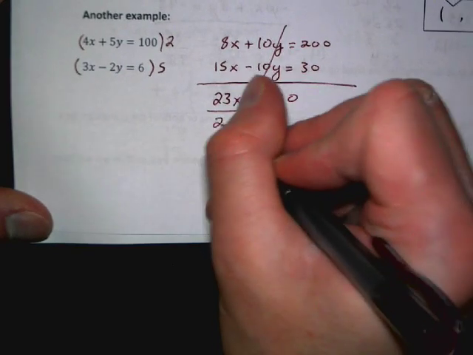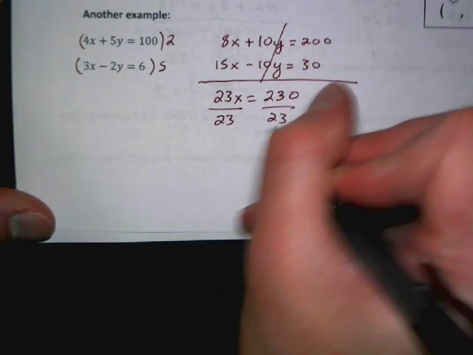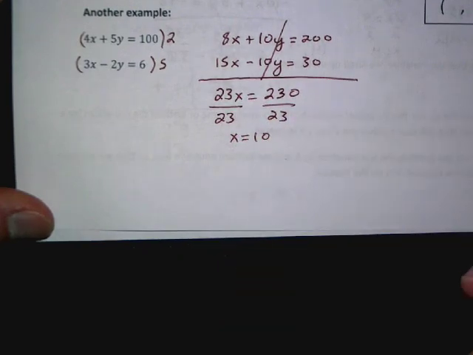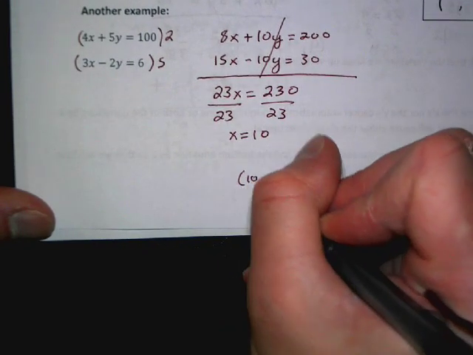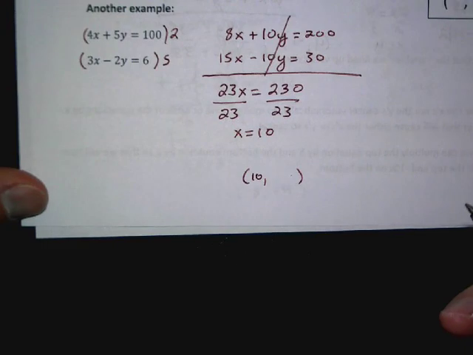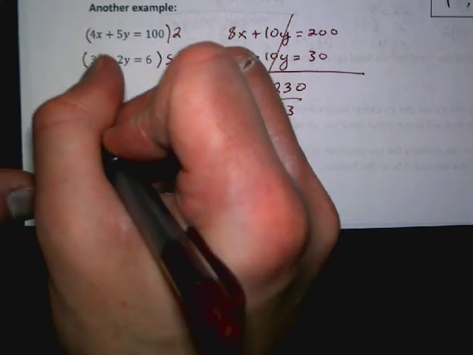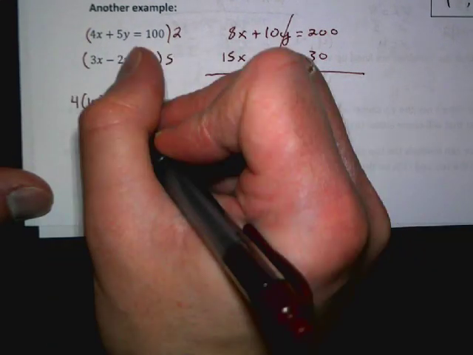That becomes 23x. And then 200 plus 30 is 230. Divide by 23. And you get x is 10. And then we do the same thing, plug it back in. I'll use the first equation.